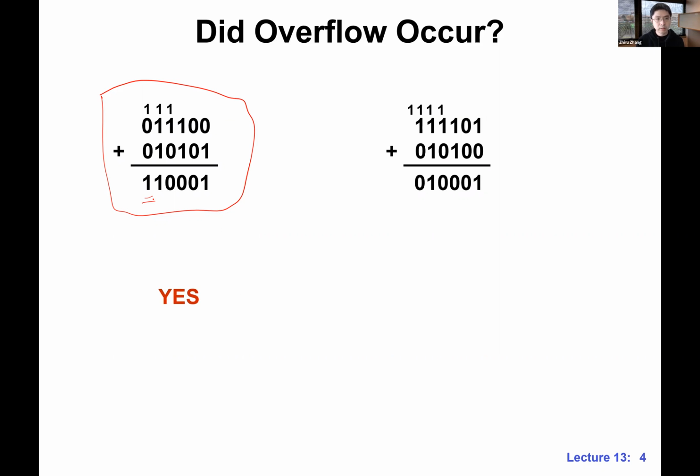How about the other one? Yes or no? No, because in this case we are adding up two numbers where one is negative and the other is positive. So the answer is no. But why is that? How come, when we add up two values with opposite signs, there's no overflow? What is the intuition?